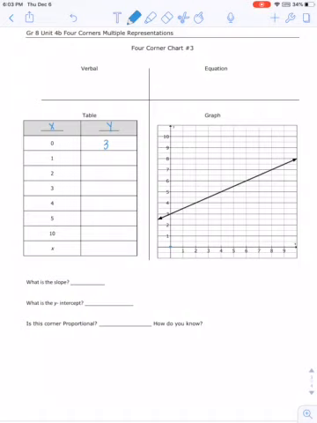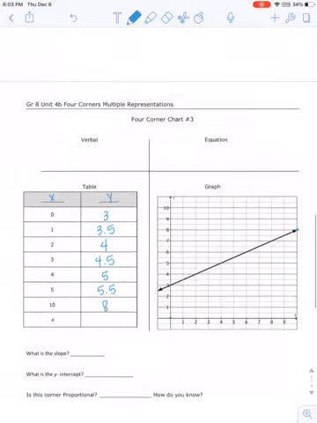When x is 1, y is at 3 and 5/10. At 2, y is at 4. At 3, y is at 4 and 5/10. Again, we see a pattern. 5 is at 5 and 5/10. And then we can even kind of see on this edge of the graph that when x is 10, y would be 8.